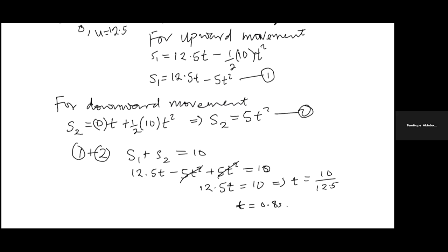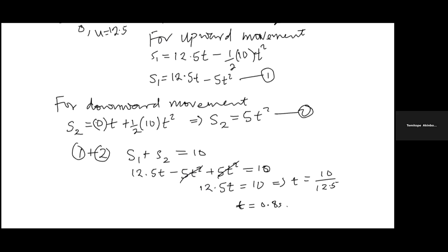Sorry, sir. Why are we taking S1 plus S2 equals 10? Yes, I said if they will not hit one another, what's the total distance they are supposed to cover? Each of them. Do you understand that now? The one that is going up from O should get to the top of the height, which is 10. The one that is coming down should get to the bottom of the height, which is also 10.